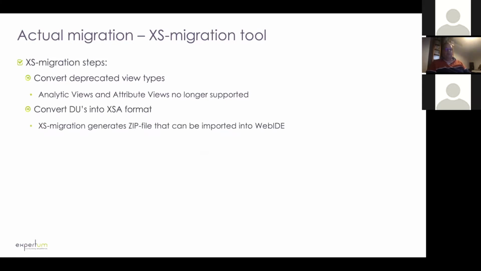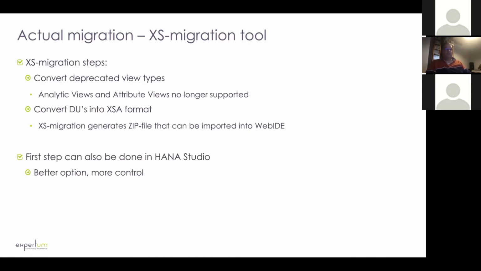And then what will happen is it will convert your delivery units into the XSA format, which is a zip file. And this zip file can be imported into your web IDE. Here you have to think about which delivery units you are going to combine into one zip file, because one zip file will become a project and a project will become an HDI container. That's why preparation is so important.